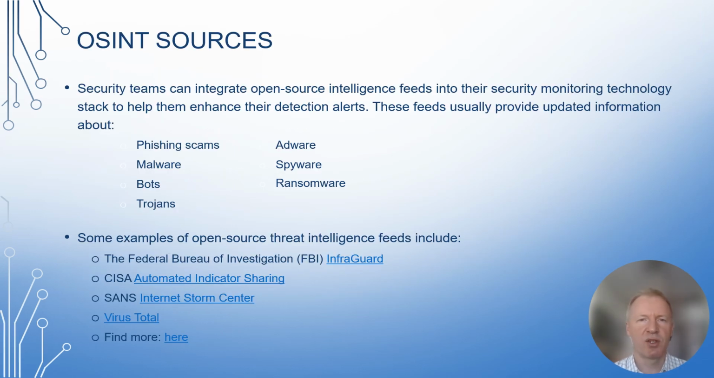OSINT, open source intelligence, in the cyber threat intelligence domain can be obtained from various sources, and we can obtain various types of information. Let's say we can obtain up-to-date information about the currently used phishing emails or different kinds of malware which are circulating on the internet. This open source intelligence can be obtained from the FBI or CISA, which are government organizations, or also non-profits or for-profit organizations as well, like non-government organizations like SANS or VirusTotal.